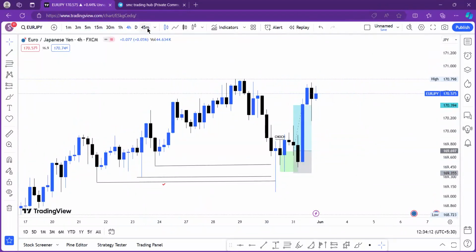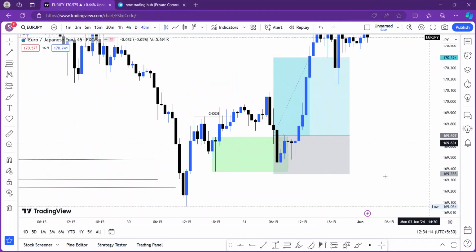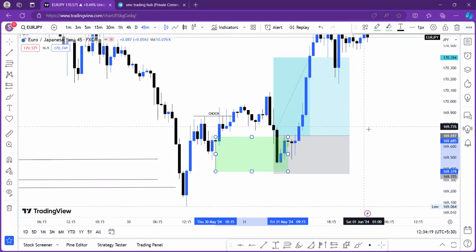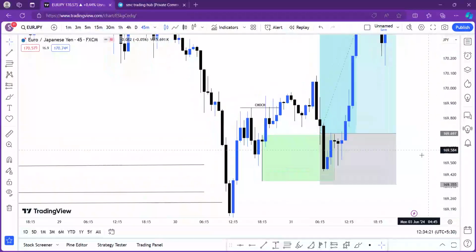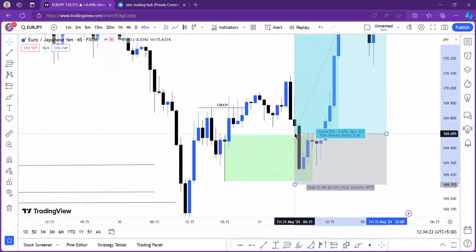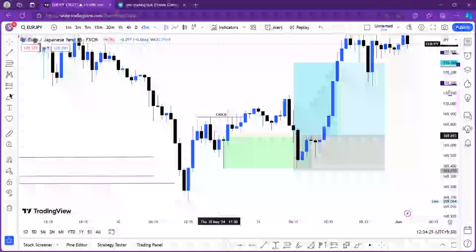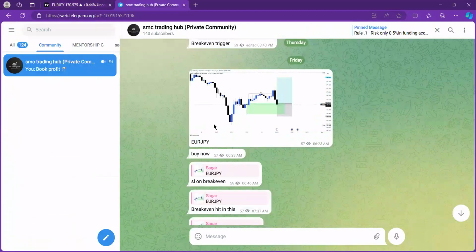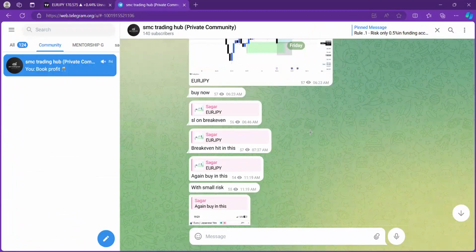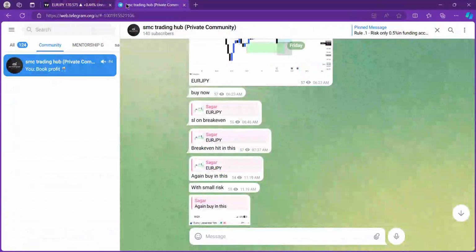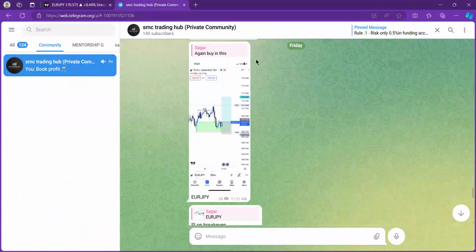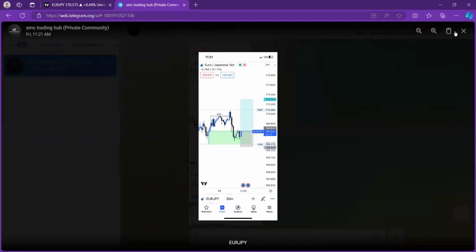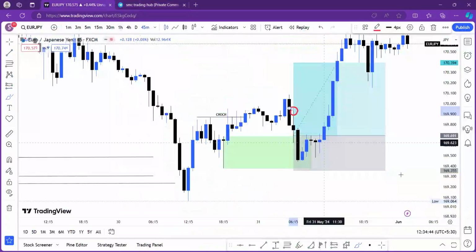So I waited for the change of character, or you can say structure shift. When price gave a structure shift, I marked this OB here, and when price tapped in this area, we entered. But in this first attempt, we hit our break even. You can see here, price went from this area and rejected. So we set SL on break even, but break even was hit. Again I said go buy again in this area, on this candle.